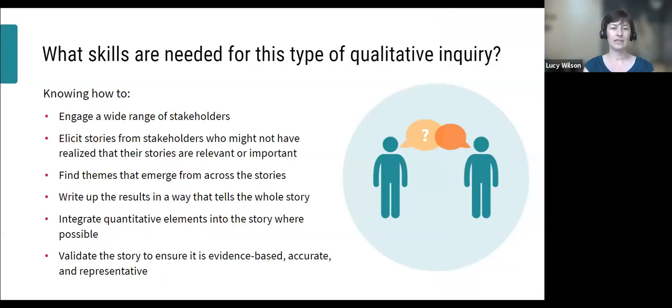So what skills are needed for this qualitative inquiry? Things like engaging a wide range of stakeholders, eliciting stories from those stakeholders, and then finding themes from across the stories, writing up the results in a way that tells the whole story, and then including quantitative elements if appropriate, and then validating the story to ensure it is evidence-based, accurate, and representative. So while some of these points boil down to strong writing skills or could draw on qualitative research or related M&E skills, some of these things like engaging stakeholders, eliciting stories, require facilitation skills.